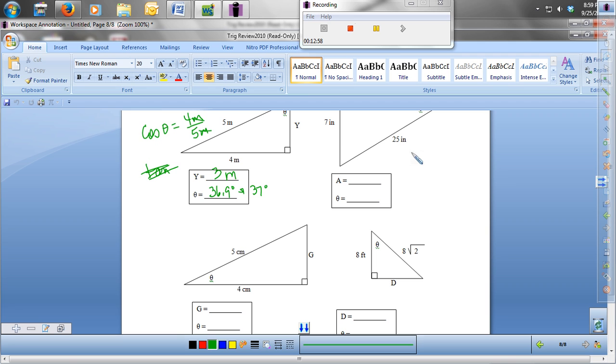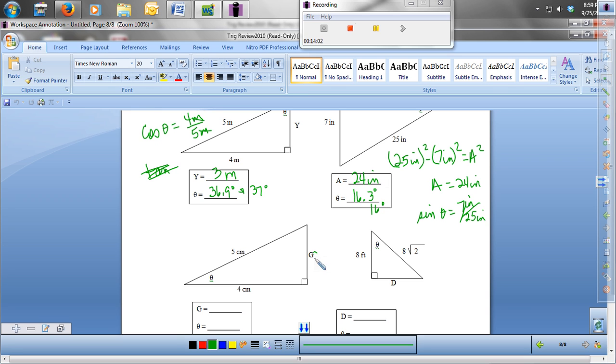Okay, so if you look at this triangle, I have 7 inches here and 25 here, so I'm going to say 25 inches squared minus 7 inches squared would equal A squared. And when I did that, I got A to be 24 inches. And then I wanted to find theta, so I said that the sine of theta was 7 over 25. Sine of theta is 7 over 25, and that's 7 inches, I'm sorry, you need some units, over 25 inches. When I did that on the calculator, I got theta to be 16.3 degrees. So I'm going to report it to 16 degrees.